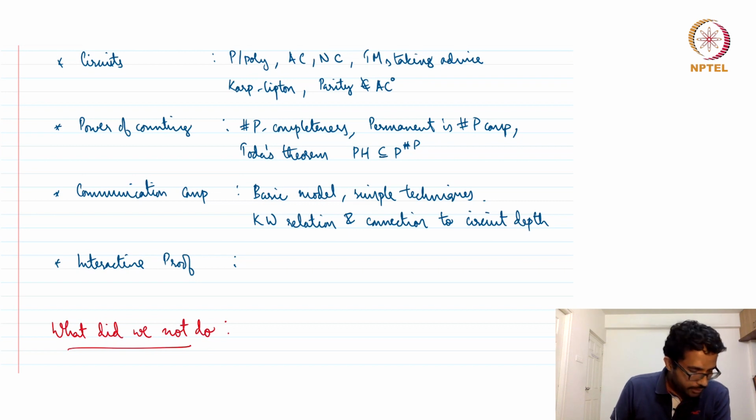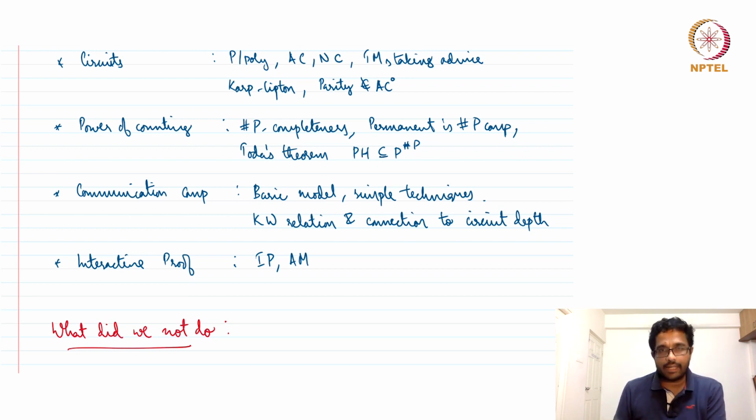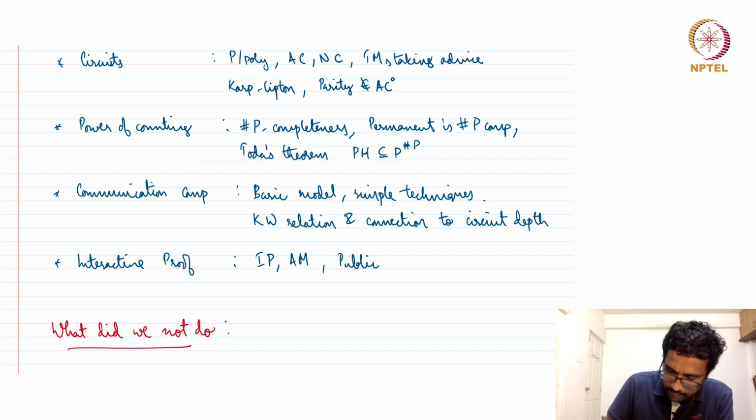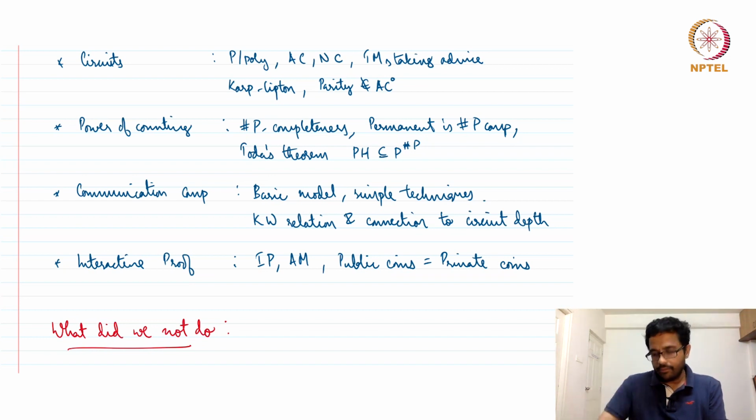So there we saw the model IP, which was interactive proofs. AM, where the randomness has to be made public, right? Then we saw that public coins and private coins are kind of equivalent. If you have a private coin protocol, you could convert it into a public coin protocol, right?